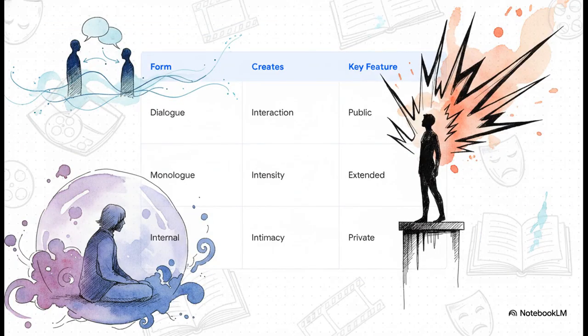Think of this breakdown as your own personal analytical toolkit. Next time you read a book or watch a show, really look for these layers. Notice when dialogue is creating social interaction. Pay attention to when a monologue suddenly spikes the dramatic intensity. And relish that internal monologue, knowing it's granting you exclusive, private intimacy with a deeply multidimensional character.